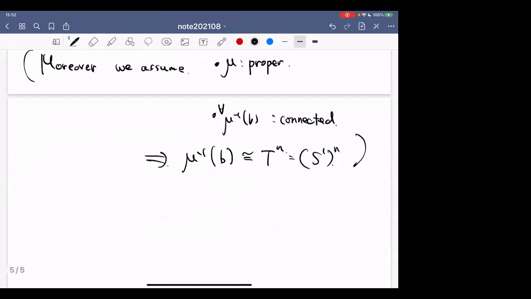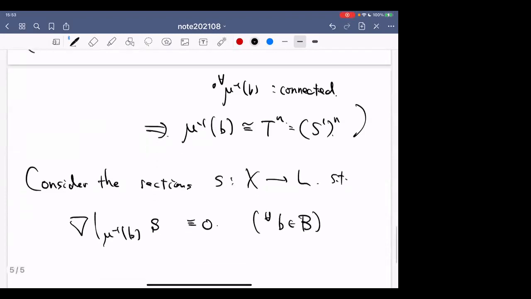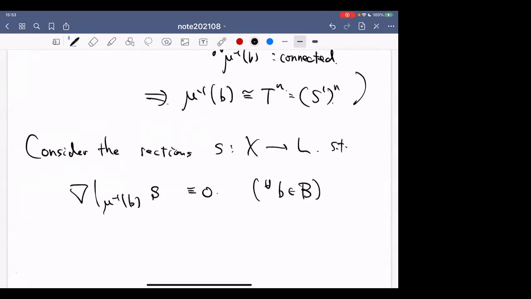Now we consider the sections s of L such that on every fiber of mu, if we restrict s to every fiber, then they are parallel. So s is parallel along every fiber.